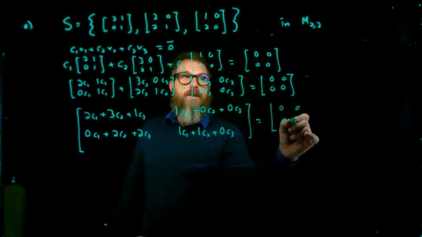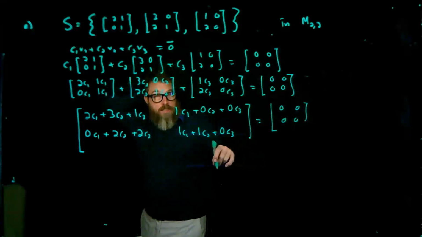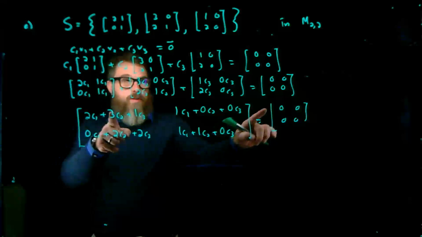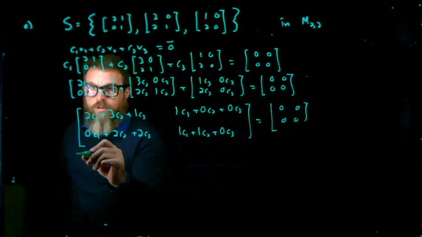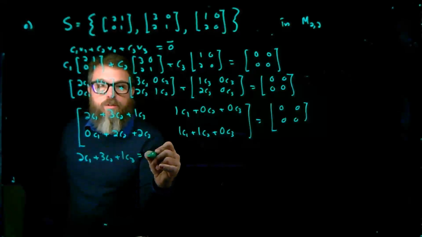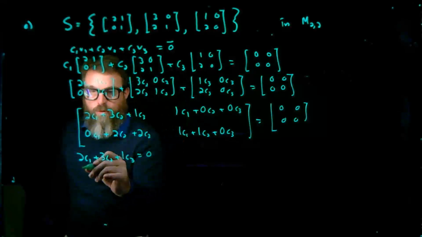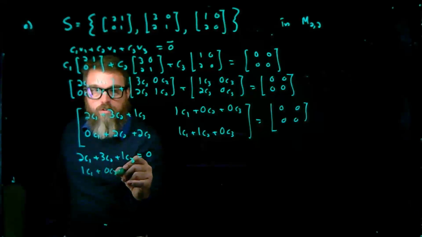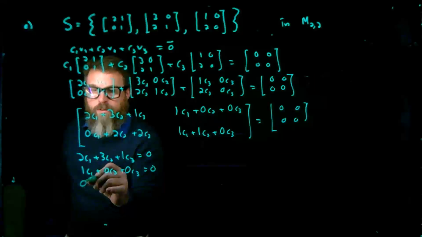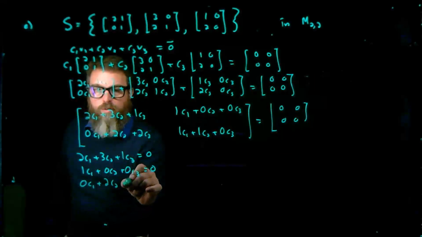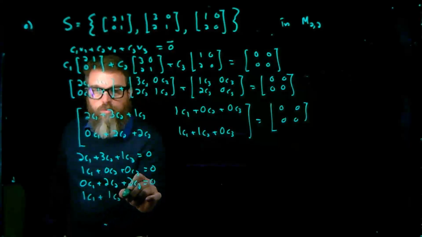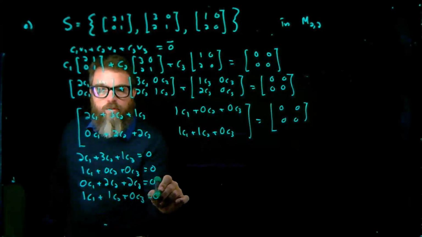And what we get here is a system of equations. I have 4 equations. The first equation says these are equal, and the top lefts are equal. So this is 2C1 plus 3C2 plus 1C3 is equal to 0. Next is 1C1 plus 0C2 plus 0C3 is equal to 0. And then the bottom left is 0C1 plus 2C2 plus 2C3 is equal to 0. And finally the last one, 1C1 plus 1C2 plus 0C3 is equal to 0.